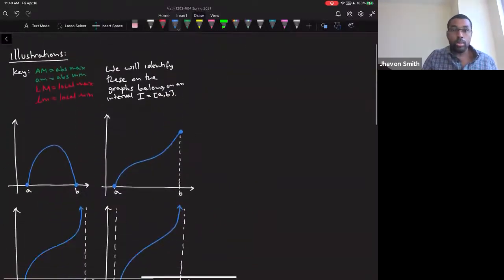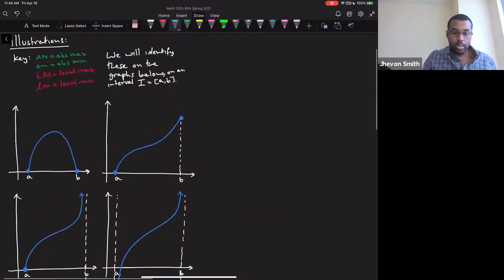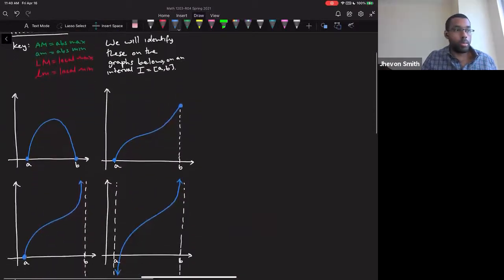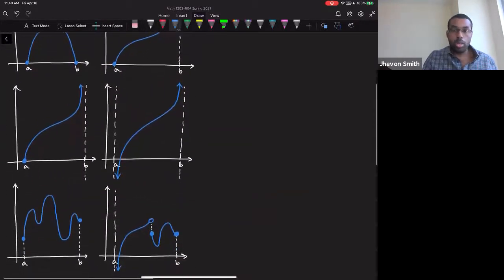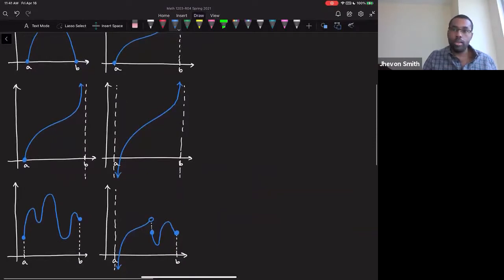Okay, so those are the graphs. We're going to identify the absolute maximums and minimums, as well as the local maximums and minimums on this graph, on all of these, just so you can kind of see the difference between the two.